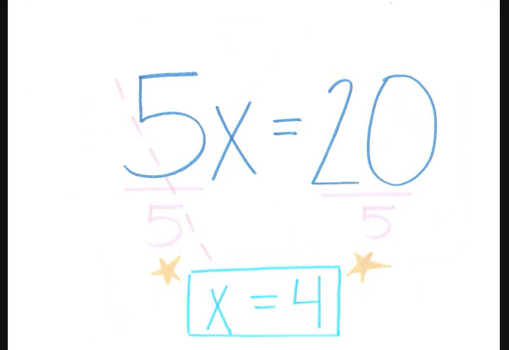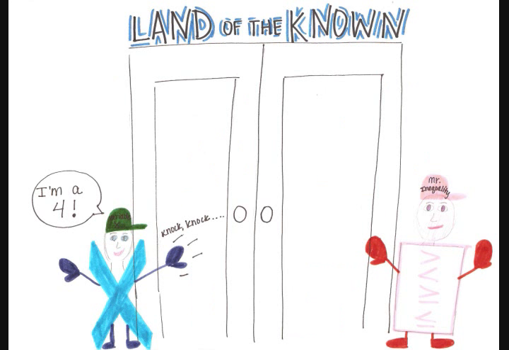Variable X is so close to discovering his value. Lastly, he must get rid of the coefficient 5. Again, he must do the inverse operation on 5. Since we know 5 is a coefficient and represents multiplication, he must do the opposite of multiplication, which is division. After dividing by 5 on both sides, Variable X discovers his value. It's 4. Variable X runs to the gates of the land of the known, excited about his discovery.